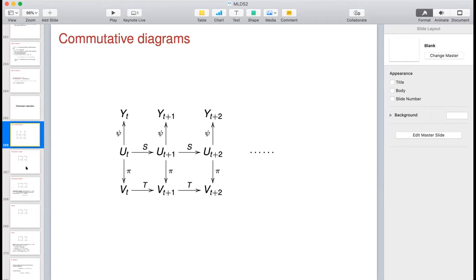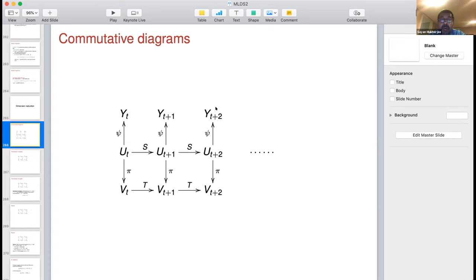Thank you. So okay, let's say I have my state U, and then I have this observation process Y. Now, let's say instead of giving U, I gave you a lower dimensional projection of it. Let's call it V. And the question is, can I use this lower dimensional projection to model my system? For now, let's just get rid of the Ys to make our lives a little bit easier.